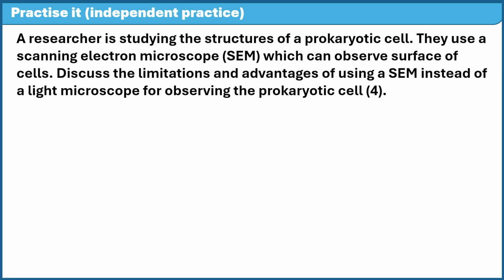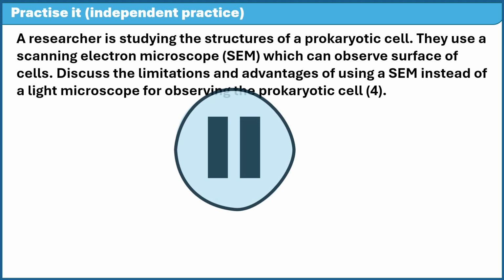Now it's time for you to have a go yourself. The question reads, a researcher is studying the structures of a prokaryotic cell. They use a scanning electron microscope, or SEM, which can observe the surface of cells. Discuss the limitations and advantages of using a scanning electron microscope instead of a light microscope for observing the prokaryotic cell. This question is worth 4 marks. When you're ready, pause the video and attempt the question. Think about both advantages and limitations. Press play when you're ready to see the answer.